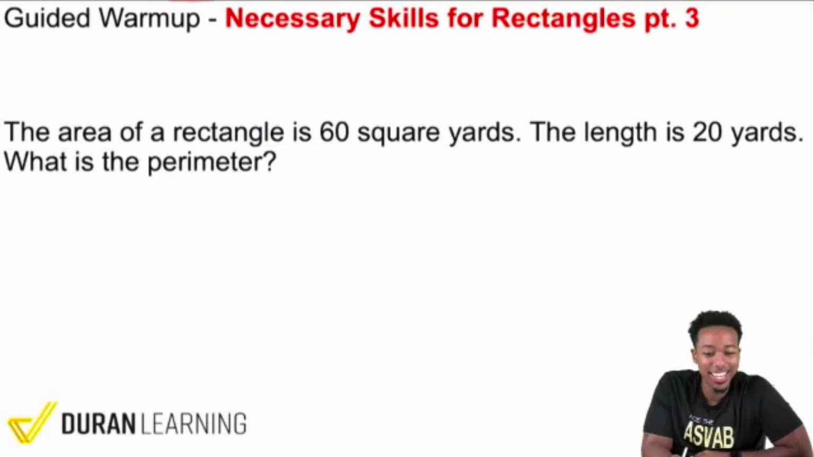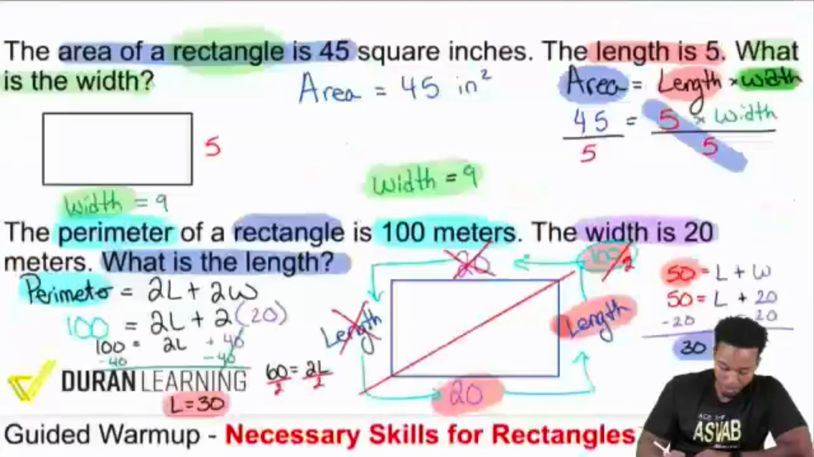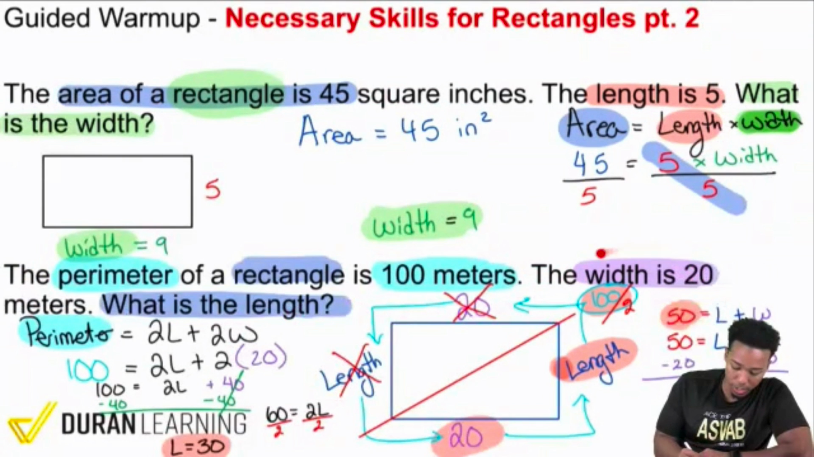So I got y'all. So, Cleveland, you have a question? I got you. Go ahead. Yeah, I was gonna ask, where'd you get that 20 from the last question? Oh, the 20? Yeah, the width was right here. They told you that the width was 20. No, I mean like the 50. Oh, the 50 right here?